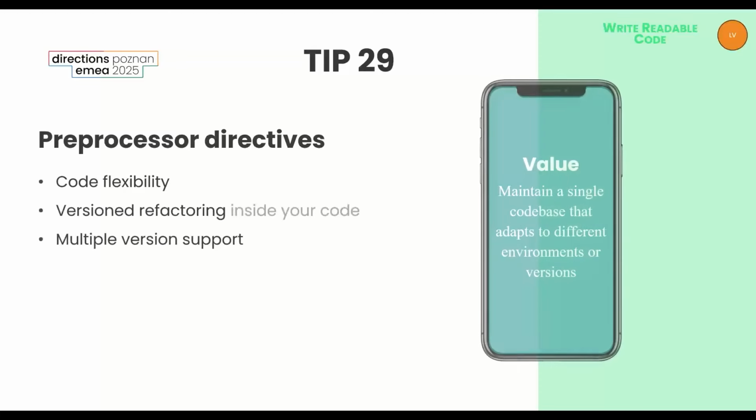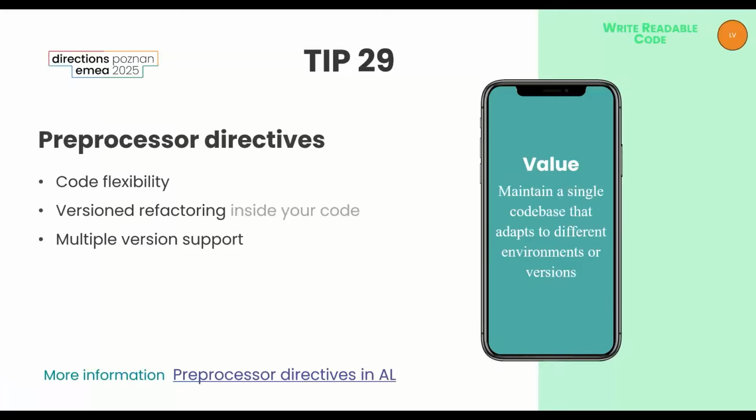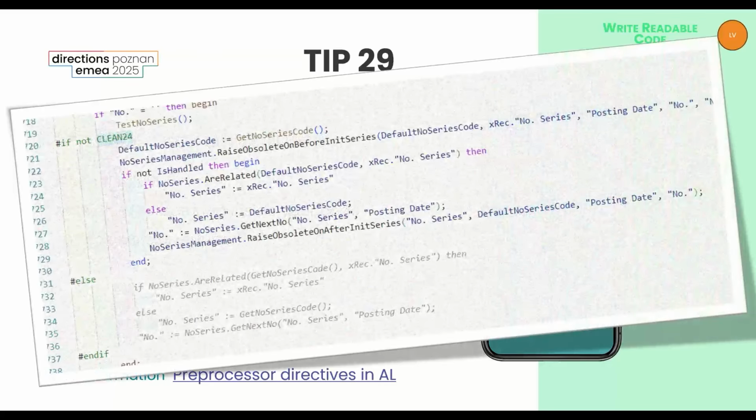Preprocessor directives. You can mark your code with preprocessor directives, so you can build different versions of your code. And when compiling and setting a certain directive, it will compile only that part where the preprocessor directive applies. So you could have multiple versions in your code, maintaining a stable code base that adapts to different environments or versions.